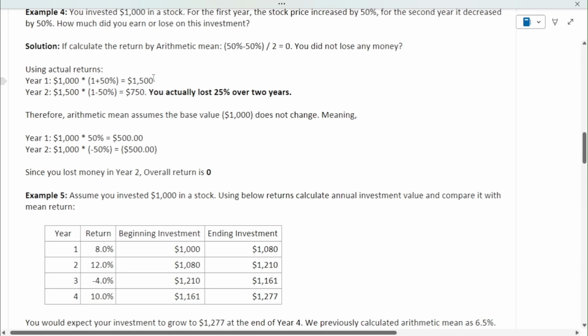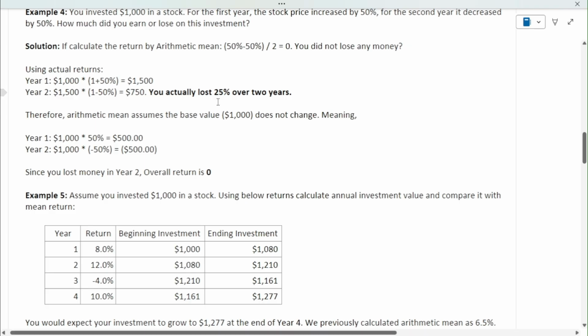Using the actual returns, a 50% increase in the first year and minus 50% in the second year, we can see that the ending value of the investment at the end of year 2 is $750. We started with $1,000 and ended up with $750. So we actually lost $250 over 2 years.